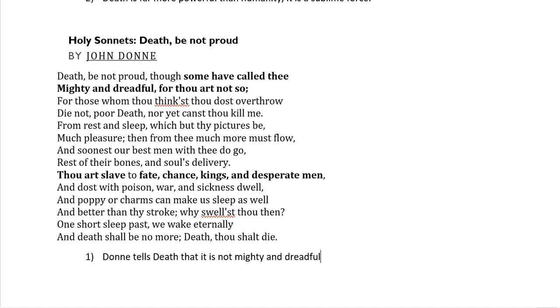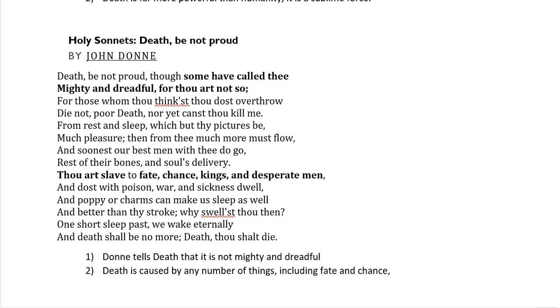Now, an idea here, because I'm always thinking about the Destruction of Sennacherib, I've always got that in the back of my mind, is this contradiction, which is that death can be controlled by men, caused by any number of things, including fate and chance.